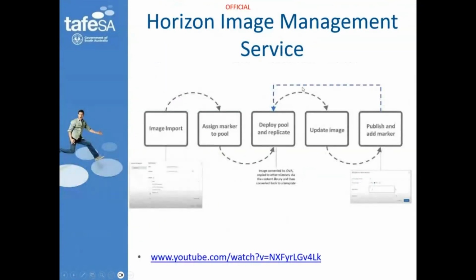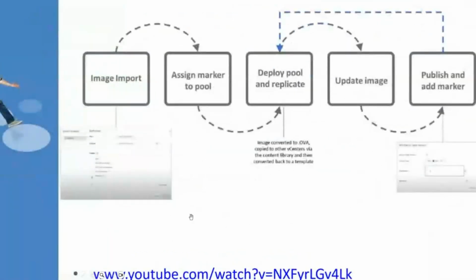And if we look at this, that's the YouTube video that you can watch as well. But basically, we have this management console that's on premise. We have an image import. We assign marker pools to the pool, so assign markers to the pool, so descriptions. And the image is converted to OVA. So if you remember from our other subject, that's an open virtualization application.